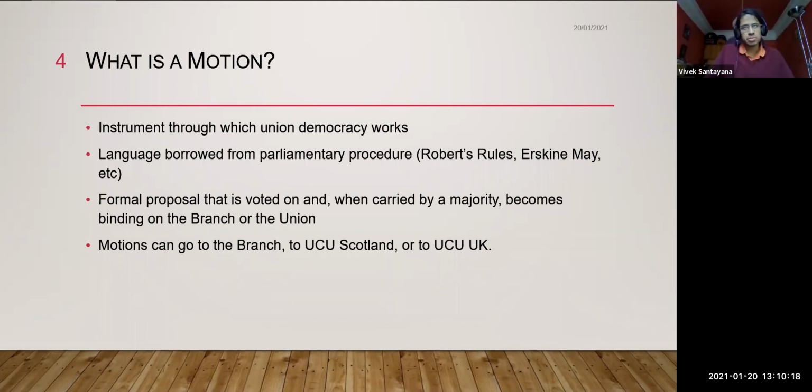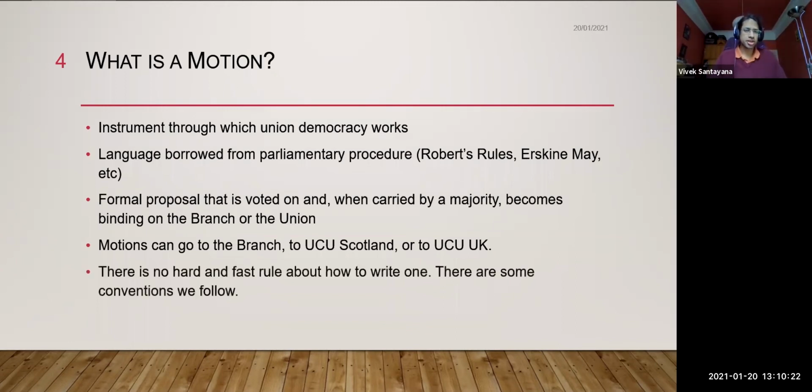And the important thing to remember about this is there is no hard and fast rule about how a motion is meant to be written or structured. What I'm going to talk about are some conventions that we follow, which are easy shorthands so that everyone can recognize and read the structure of a motion more clearly. There aren't any binding rules per se, but these are just useful structures that we have as a convenient shorthand.